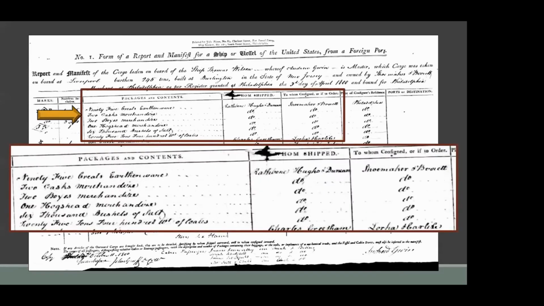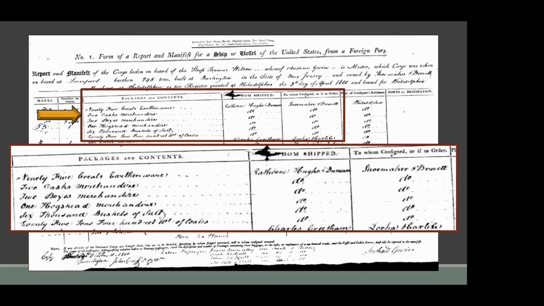So from this ship manifest, we can see that Rathbone, Hughes, and Duncan sent for 95 crates of earthenware, 2 casks, 2 boxes of merchandise, 1 hogshead, 6,000 bushels of salt, and 25 tons, 400 coats or coals to Shoemaker and Bennett. So here we have a listing of all of this content being shipped over to Philadelphia. But where's our passengers?